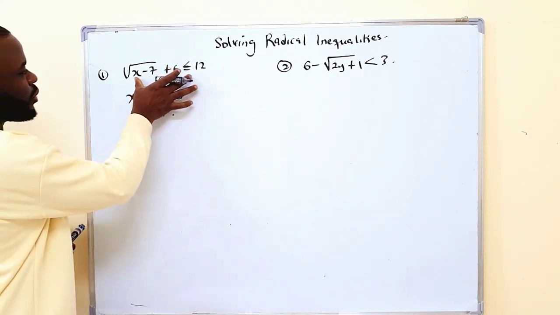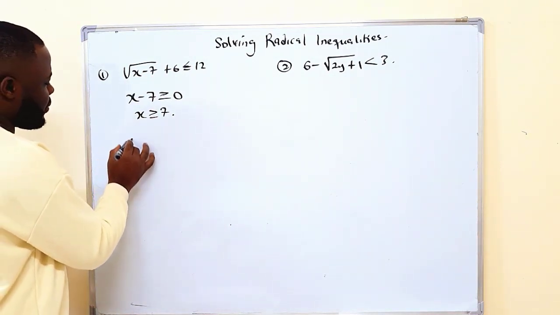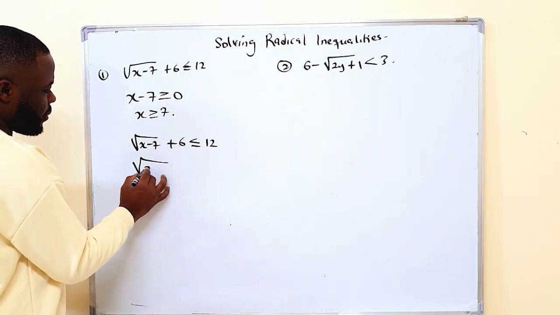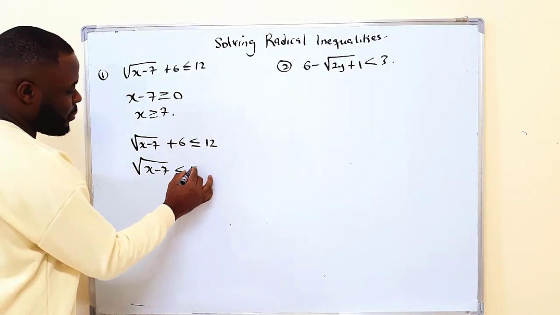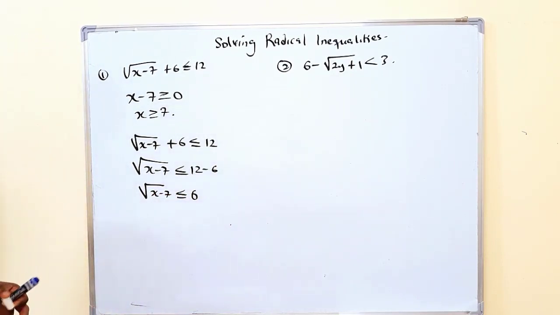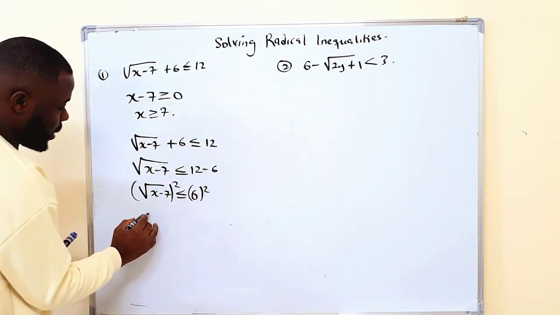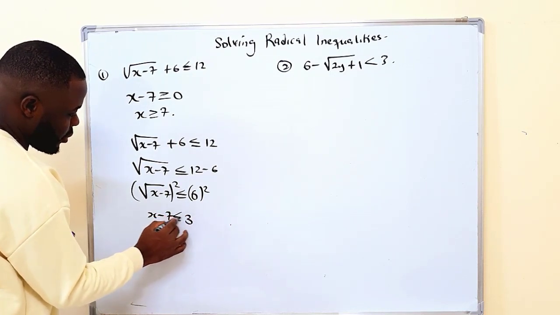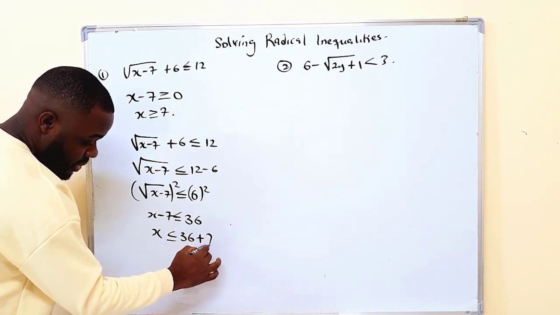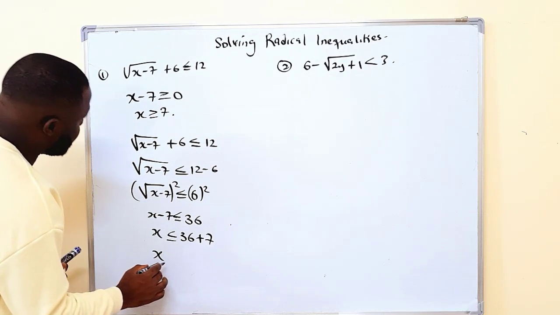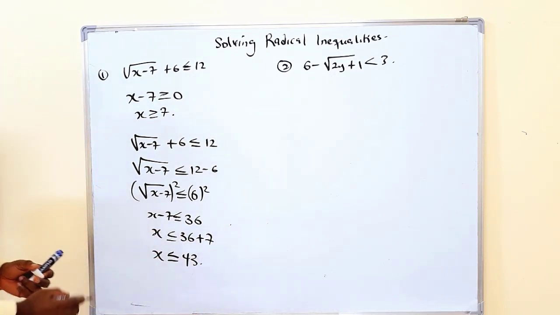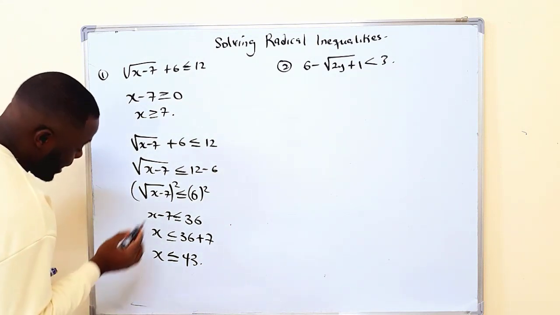Then step two, we need to solve the entire inequality. We have the square root of x minus 7 plus 6 is less than or equal to 12. So the square root of x minus 7 is less than or equal to 12 minus 6, which is 6. What do we do? Square both sides. So we have x minus 7 is less than or equal to 36. So x is less than or equal to 36 plus 7, and we now have x is less than or equal to 43.